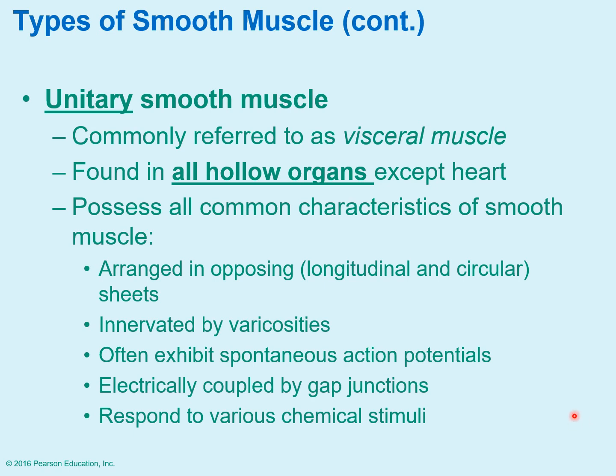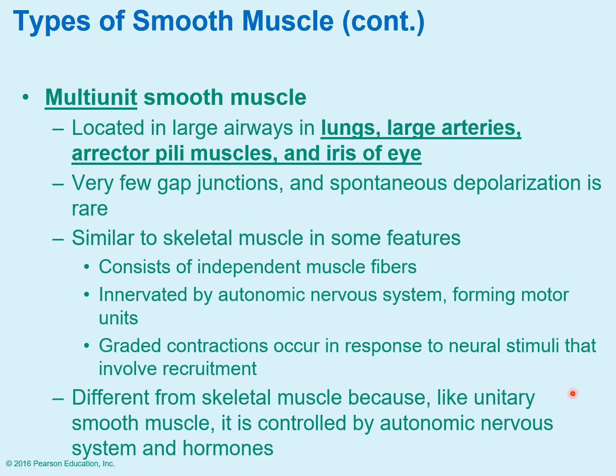Visceral muscle. This is the unitary smooth muscle, found in all hollow organs except for the heart. So when you see visceral, think smooth muscle. Some of the common characteristics, once again, is that the muscle is arranged in sheets, longitudinal versus circular. It's innervated by the varicosities. It does often exhibit those spontaneous action potentials. You do have the gap junctions, which allow it to pass from one cell to adjacent cells. It can respond to various chemical stimuli, meaning the hormones like that.